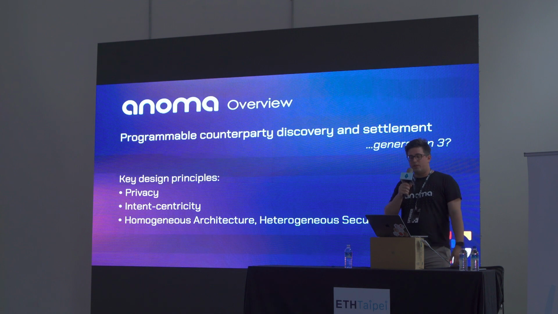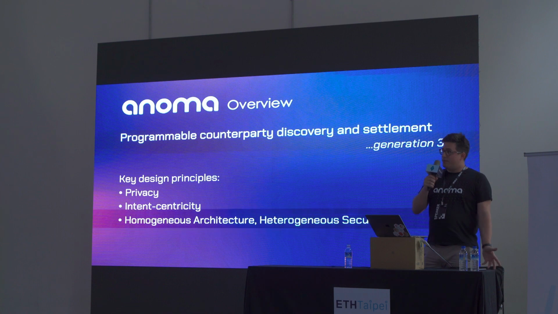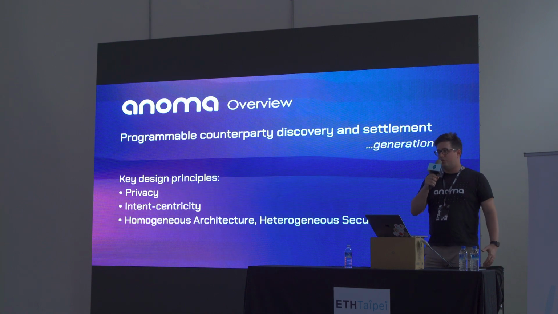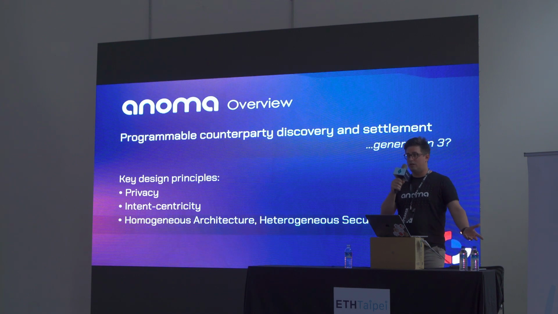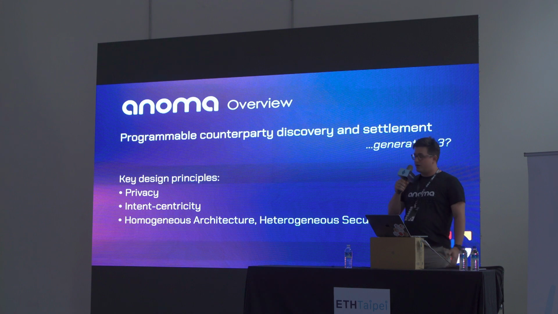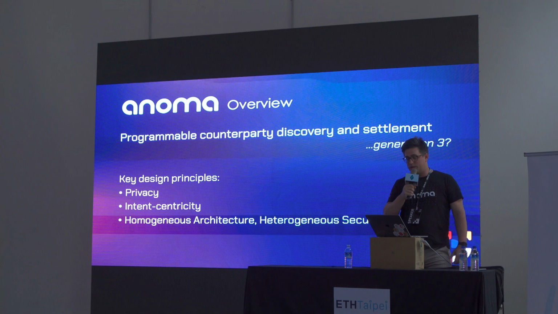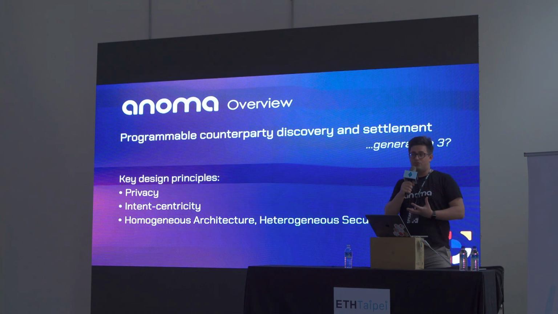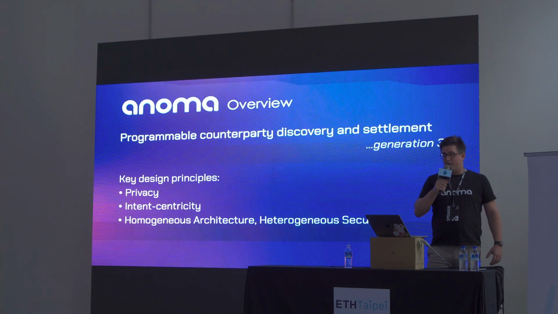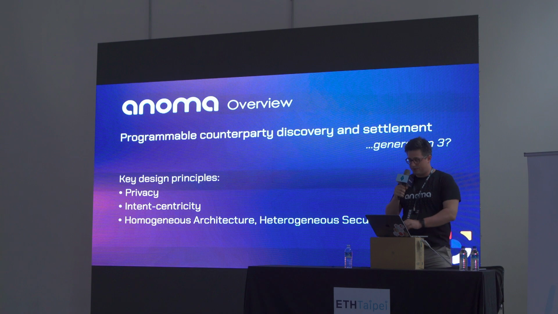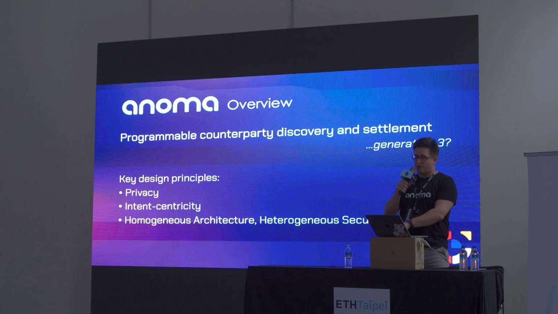Anoma is a framework for programmable settlement and counterparty discovery. And in our view, this is what a third generation of blockchain should look like. Anoma is built on several key design principles, three of which are privacy, intent-centricity, meaning that applications written on Anoma only need to define their particular state transition rules and everything else is taken care of, and something we call homogeneous architecture, heterogeneous security. We'll talk about this in the next slides. So let's start with privacy.